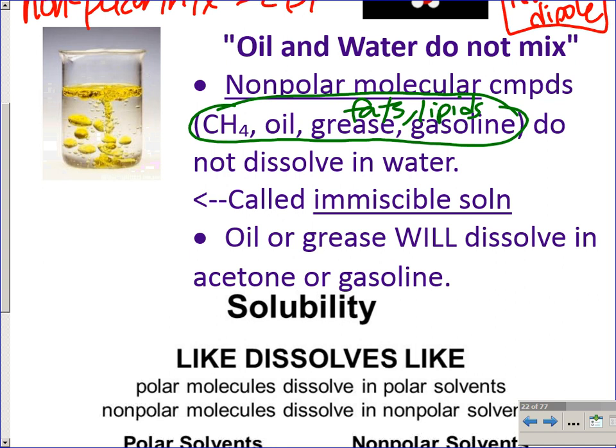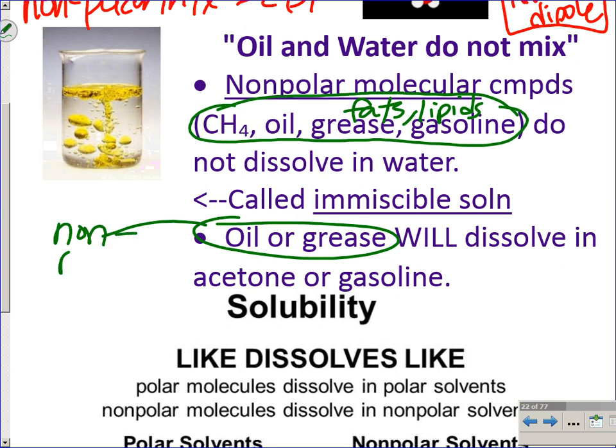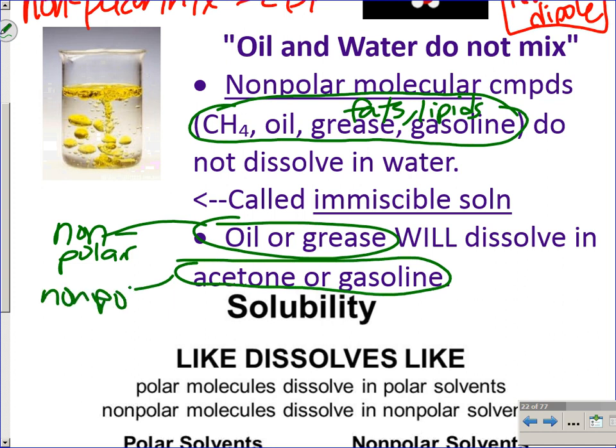So the last bullet: oil or grease will dissolve in acetone or gasoline. Well, we know oil and grease are what kind of molecules? Nonpolar. So what can you conclude acetone and gasoline are? They're probably nonpolar to an extent. Acetone is nonpolar on one end, a larger molecule. Gasoline certainly is nonpolar, but acetone has a slightly polar group, but it does interact well with some nonpolar substances.